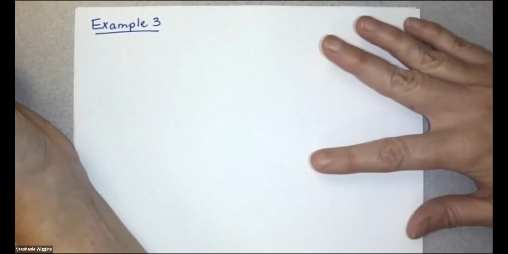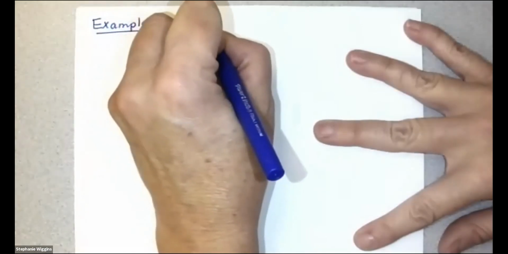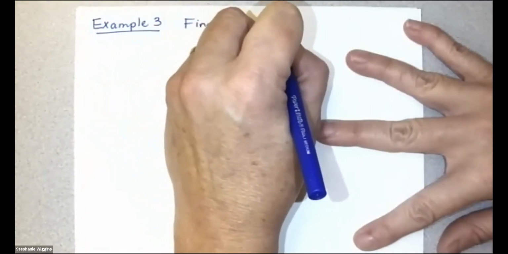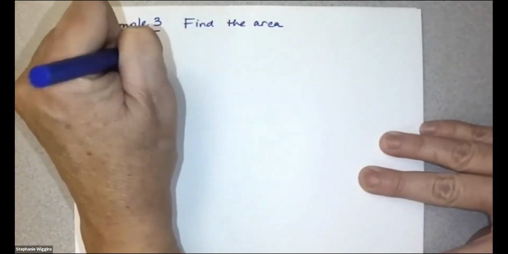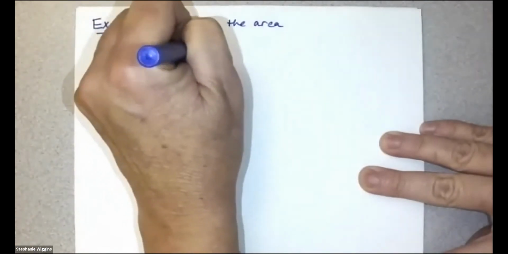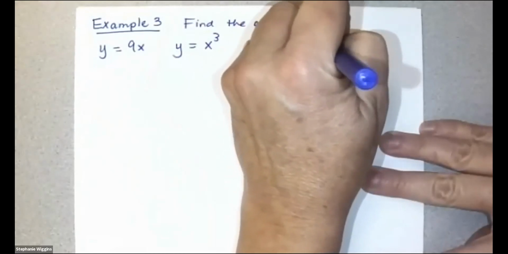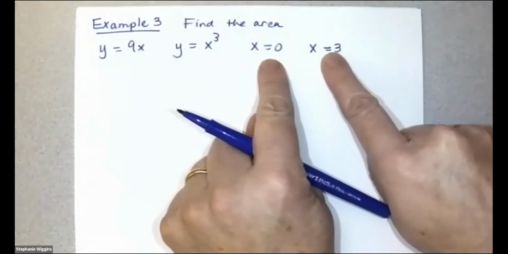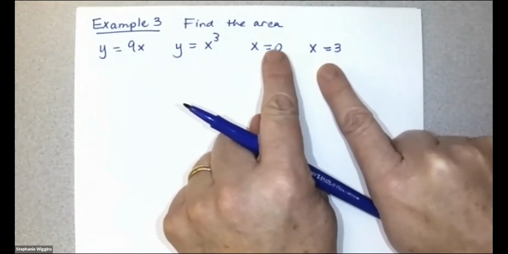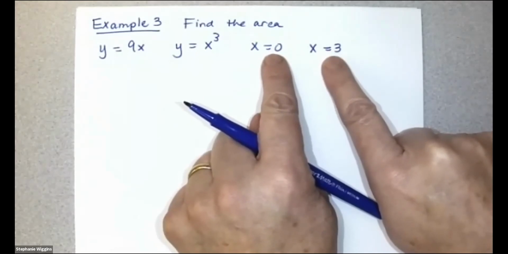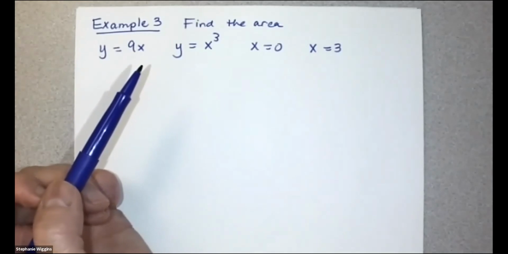Find the area of the region bounded by the graphs of the given equations. I'll just say find the area. And we're given y equals 9x, y equals x cubed, and then we're given x equals 0 and x equals 3. These are just here to tell you what the limits of integration are. So you're going to integrate from 0 to 3. These are vertical lines, right? The function that we're integrating is the top function minus the bottom function.